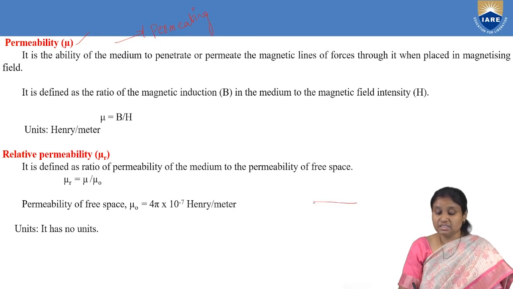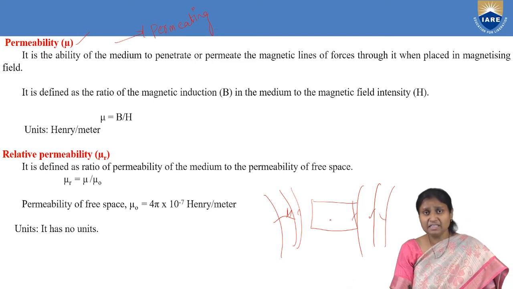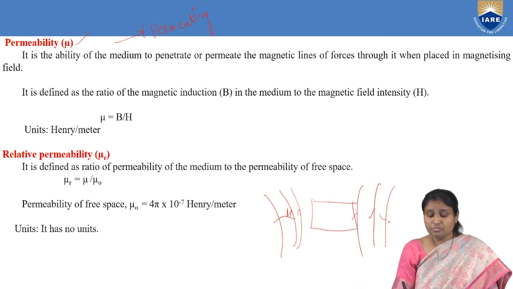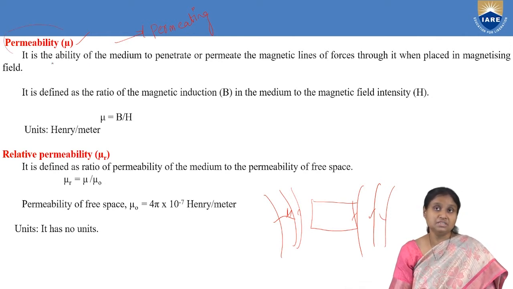As I told you, when I take a magnetic material and keep it in an external magnetizing field, what we observe is that this magnetic material will allow some of the magnetic lines of forces of the magnetizing field to pass through it. And to how much extent this magnetic material allows these magnetic lines of force to pass through it is given by this term called permeability. Permeability is permeating, allowing magnetic lines of force to pass through it. And this permeability value will be different for different materials.